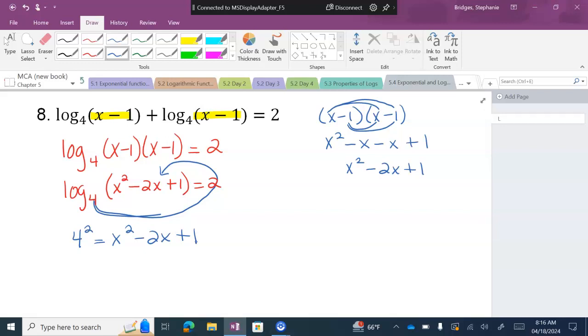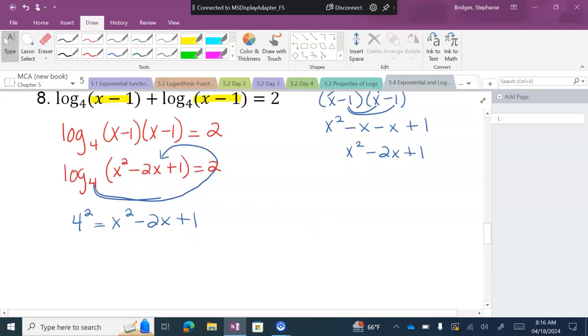Took it from log form to exponential, the little e trick. Starting with your base to the power that's on the right side equals the argument. What is 4 squared?